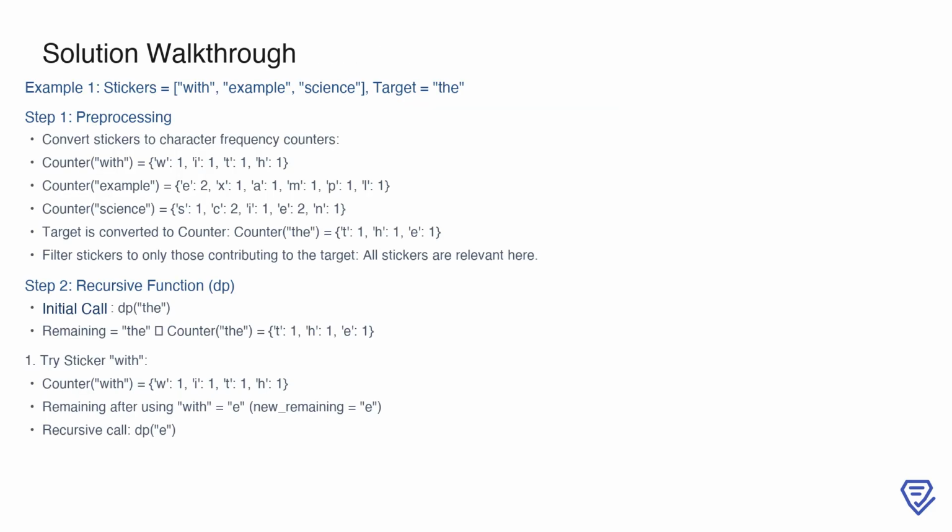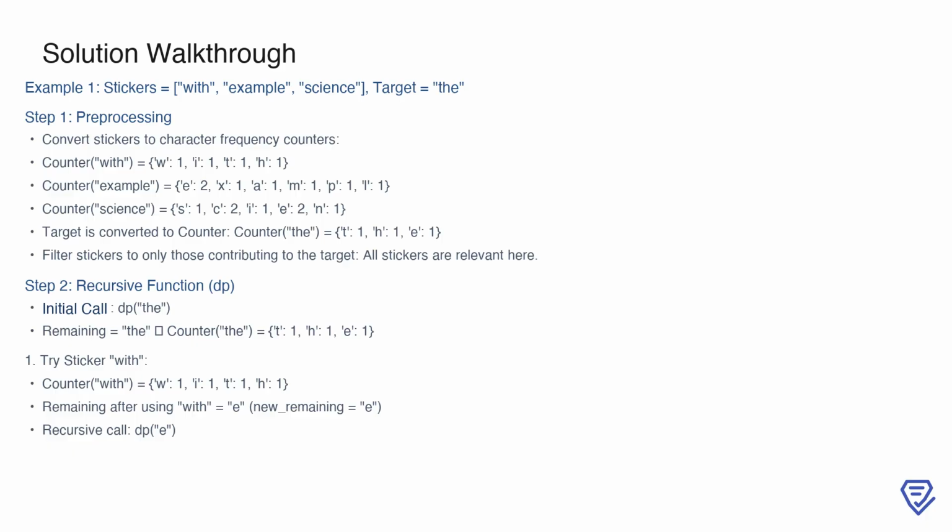To solve this problem, we first pre-process the stickers and the target. Each sticker is converted into a character frequency counter, which tells us how many times each character appears in that sticker. For example, the sticker "with" becomes a counter where W, I, T, and H each have a frequency of 1. Similarly, "example" and "science" are converted to their respective character counters. The target word, "the", is also converted into a counter, which tells us that we need 1 T, 1 H, and 1 E.